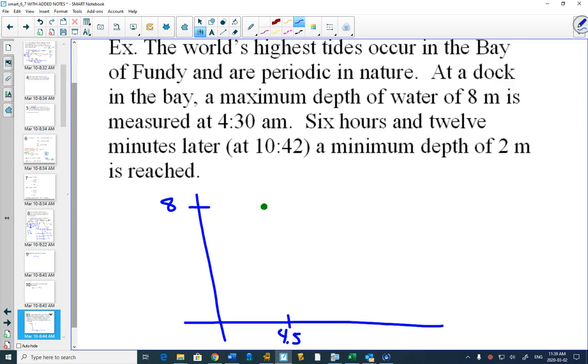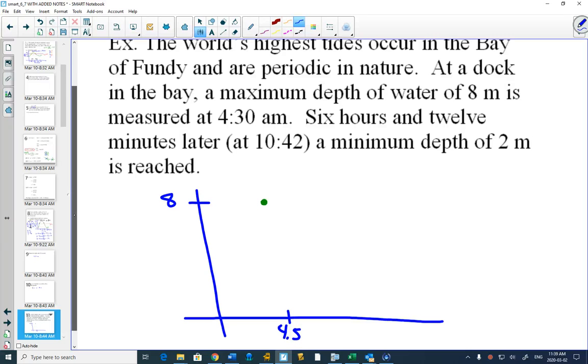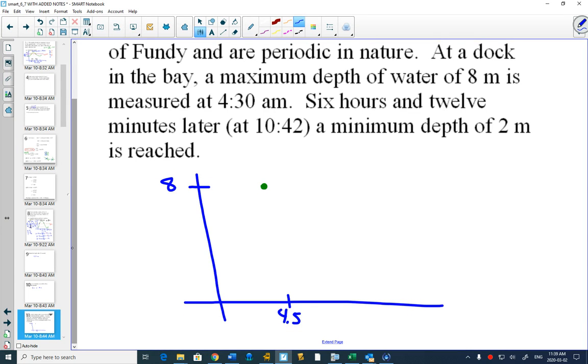Whew, 6 hours and 12 minutes later at 10:42. So first of all, if this is 4.5 hours, that spacing looks better for 6 hours and 12 minutes. So we're doing a rough estimate for our spacing, but we're trying to be realistic. And what number will I put there for 10:42? Well, it's a 10. I'm going to put 10 point something. How do I change 42 minutes? Is it going to be higher than 0.5 or less than 0.5? Higher than 0.5.